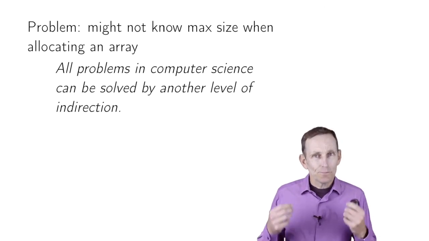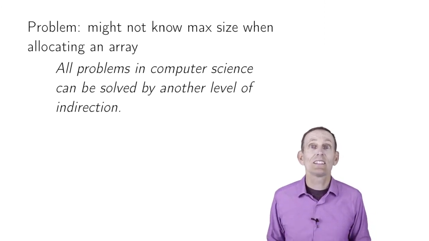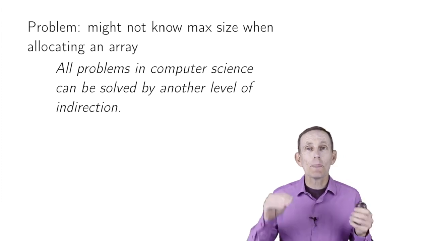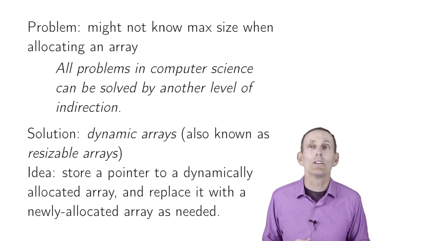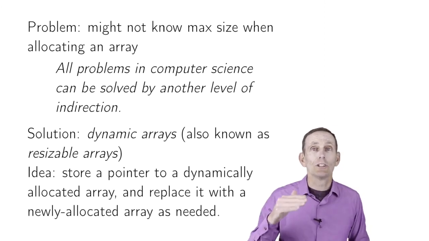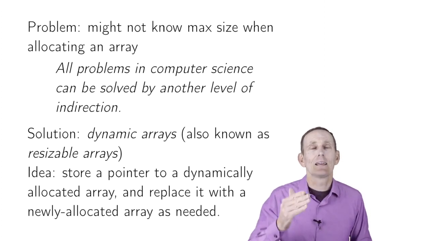So a solution to this, there's a saying that says all problems in computer science can be solved by another level of indirection. And that's the idea here. We use a level of indirection. Rather than directly storing a reference to the either static or dynamically allocated array, we're going to store a pointer to our dynamically allocated array. And that allows us then to update that pointer.